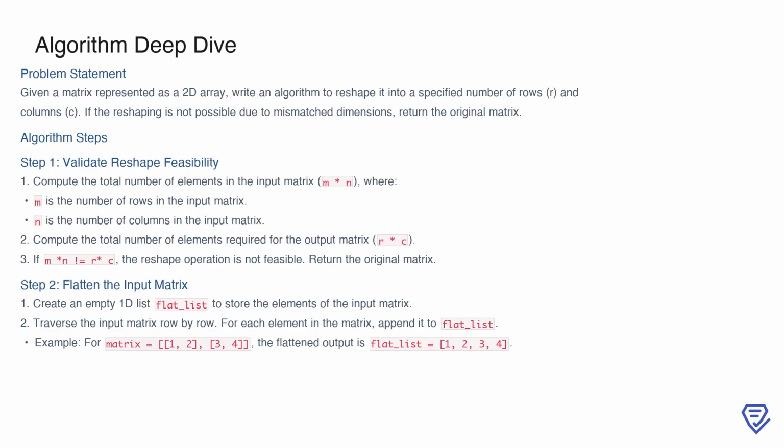the original matrix. Once we confirm that reshaping is possible, the next step is to flatten the input matrix into a single-dimensional list. By iterating through the input matrix row by row and appending each element to a new list called flat_list, we create a linear representation of all the elements. For example, if the input matrix is [[1, 2], [3, 4]], the flattened output will be [1, 2, 3, 4].